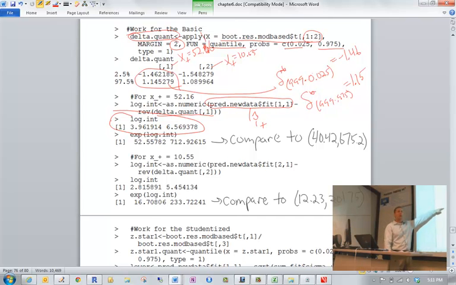Compare that to what we originally had using the t-distribution. Kind of similar. When I had 10.55 for my x plus, these are my results. Again, somewhat similar.